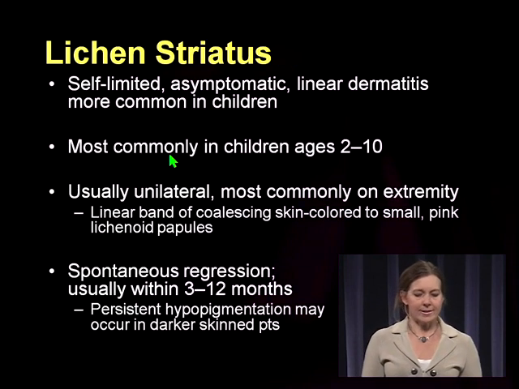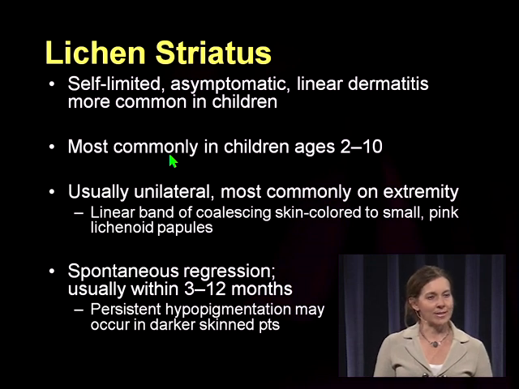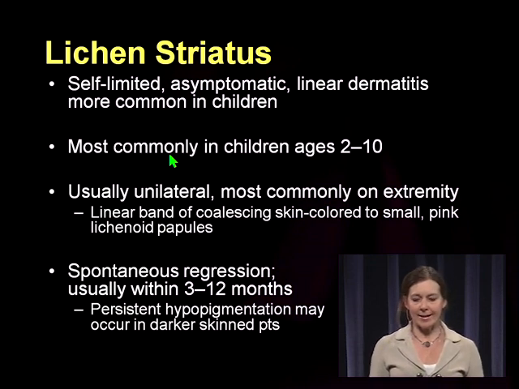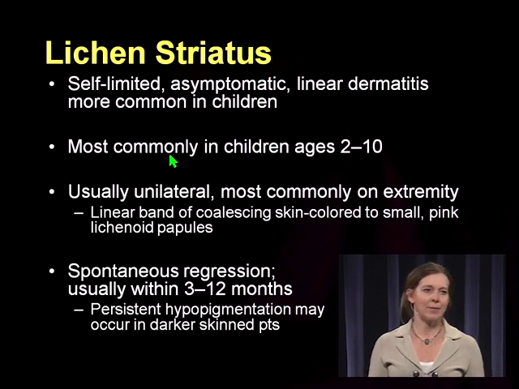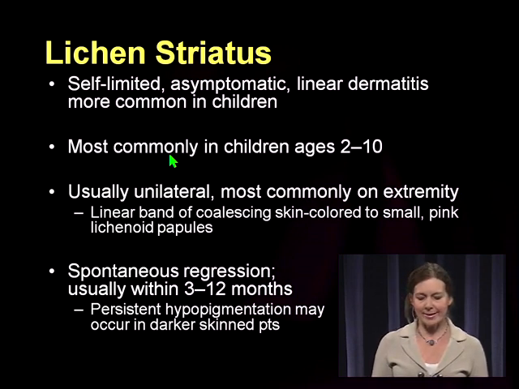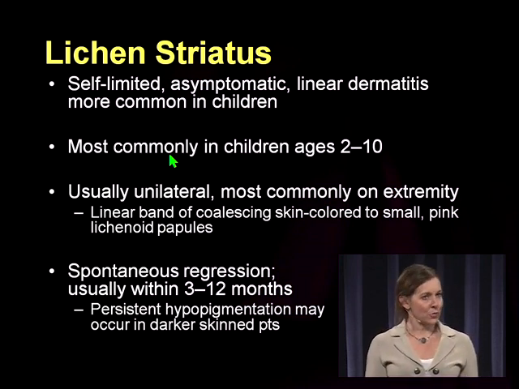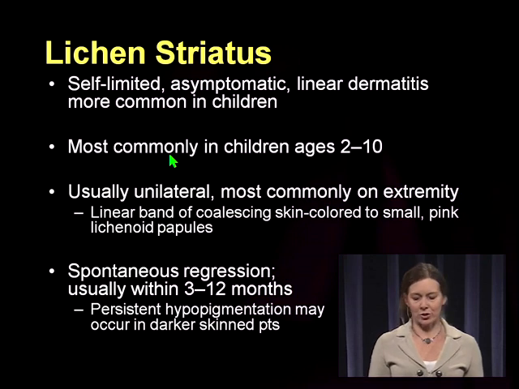So lichen striatus is an interesting condition. This is a self-limited condition. It's usually asymptomatic. It tends to be a linear dermatitis, and that linear nature is your biggest clue to lichen striatus. So if you see something that looks like it's extending in a band-like pattern, you want to think about lichen striatus. Most commonly seen in children ages 2 to 10, it's usually unilateral. So another clue, atopic dermatitis is usually very symmetrical.